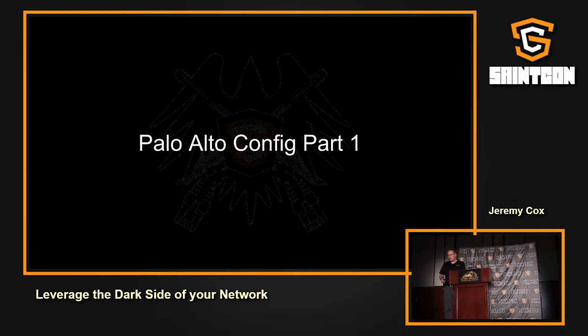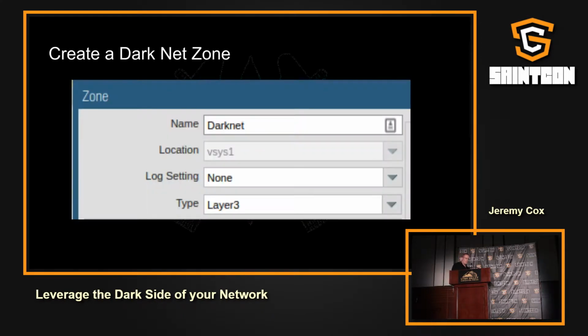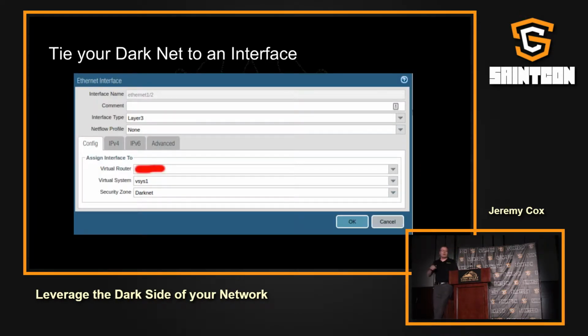So let's go right into the config. On the Palo Alto, the very first place that you're going to start is you're going to create a darknet zone. Now this is basically an identifier that says, hey, I am going to build a zone in the Palo Alto that I'm going to call darknet, and then we're going to assign some things to that. By the way, all these slides will be posted on the website, so don't feel like you have to do it all while I'm talking. I'm going to walk you through it, and you can take it back and do it later if you'd like.